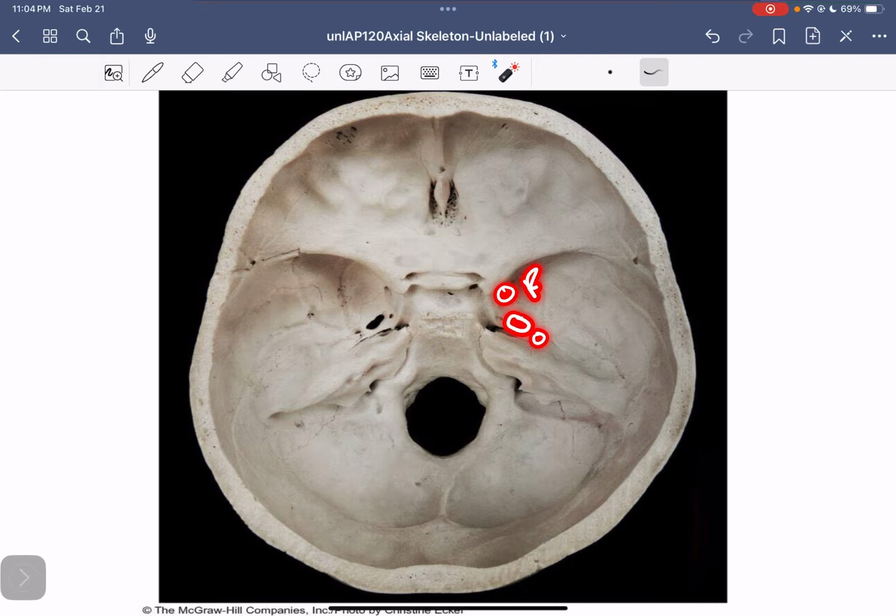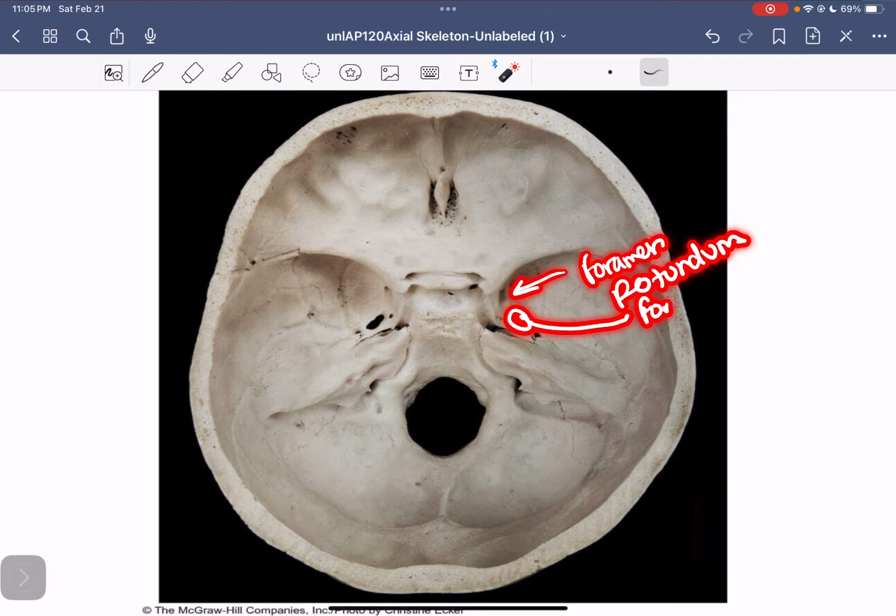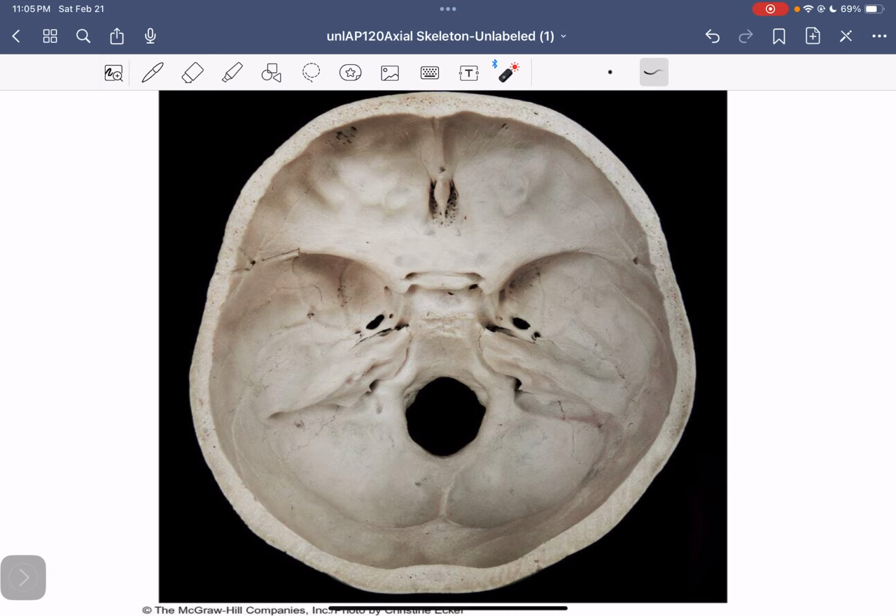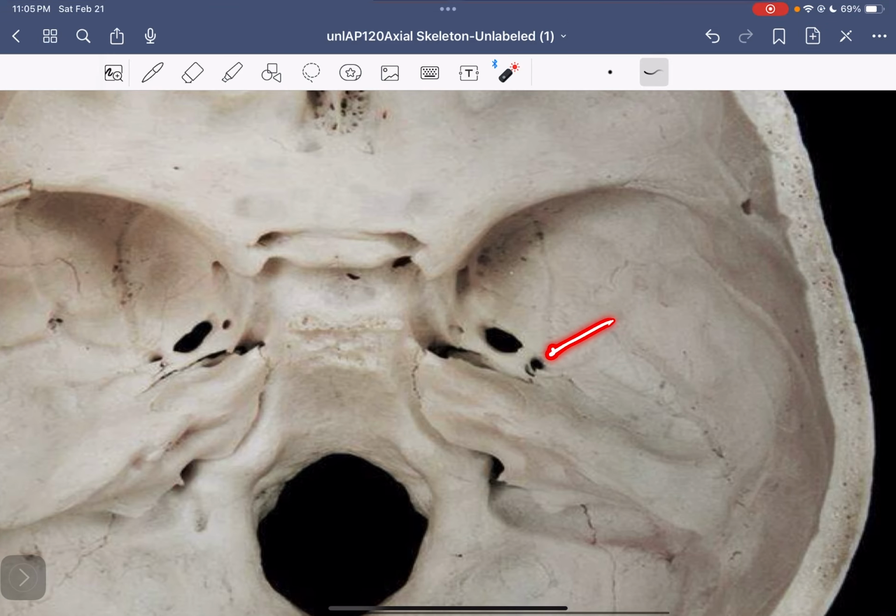And then we're going to talk about a couple of openings that we can appreciate going from anterior to posterior. I tell my students ROS. So up here at the top, we have foramen rotundum. Over here we have foramen ovale, because it's oval shaped. And then the last one, which is the smallest, would be your foramen spinosum.